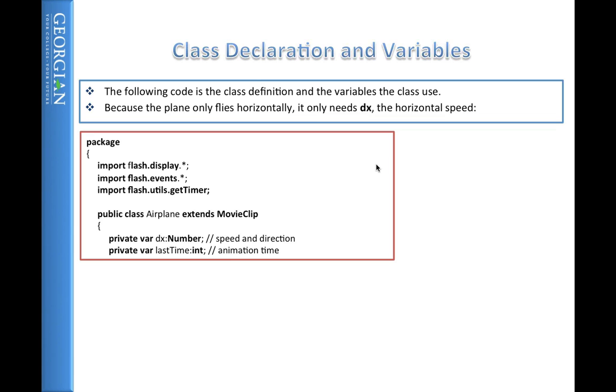Okay. So again, we have a couple of instance variables here in the class for airplane. We have our dx, so our speed and direction. That's what this dx is, right? So x movement, because remember the planes don't move up and down. All they do is move in the exact same path, but sometimes they'll move to the left, and other times they'll move to the right. We'll also keep track of our animation time here with our last time variable.